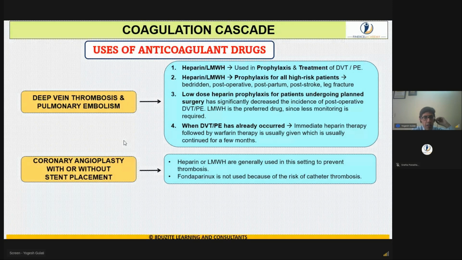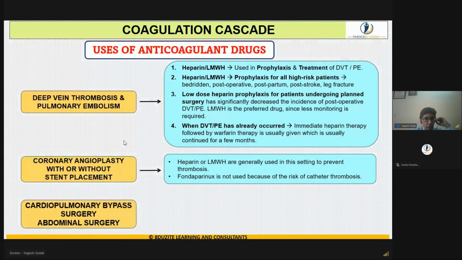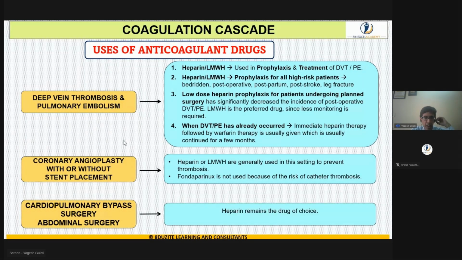So in coronary angioplasty with or without stent placement, heparin or low molecular weight heparin are generally used in this setting to prevent thrombosis. In this condition, fondaparinux is not used because it increases the risk of catheter thrombosis. For any stent or catheter which is there, the thrombosis will occur on the surface of the catheter. So fondaparinux is avoided, only heparin and LMWH are given. And third and important is cardiopulmonary bypass surgery or abdominal surgery, and heparin remains the drug of choice here.